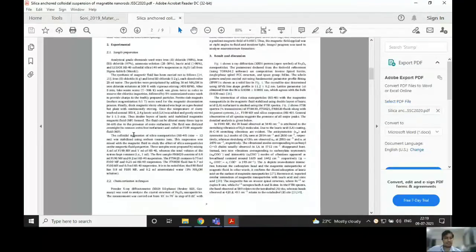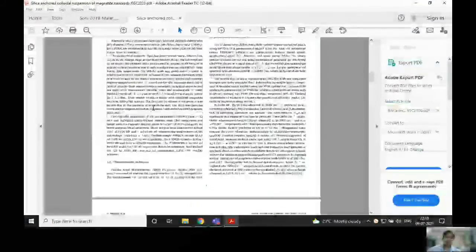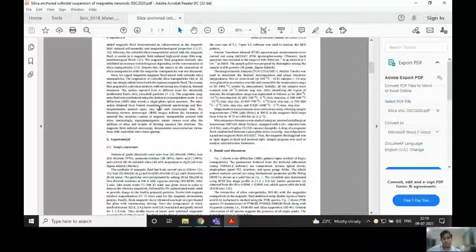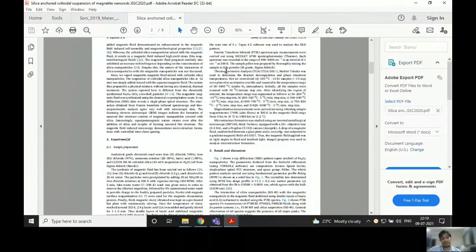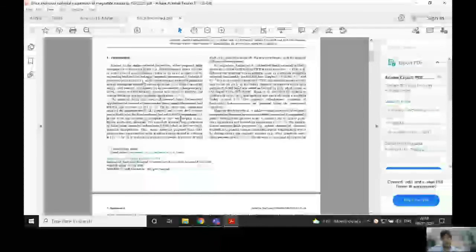There are different words for it. Here you can see the experiment, and in the experiment there are two parts. First is sample preparation, and the second one is characterization techniques. Based on that, you will be able to understand what kind of characterization they have performed. And later on, read the result and discussion. And after that, please read the introduction.